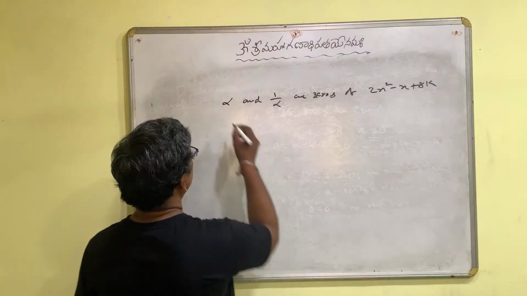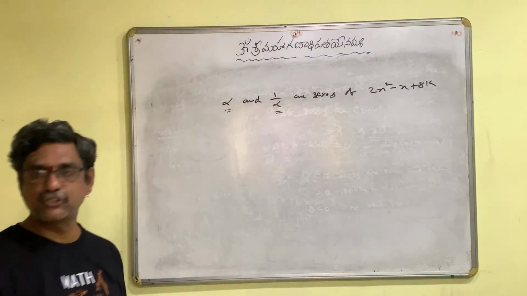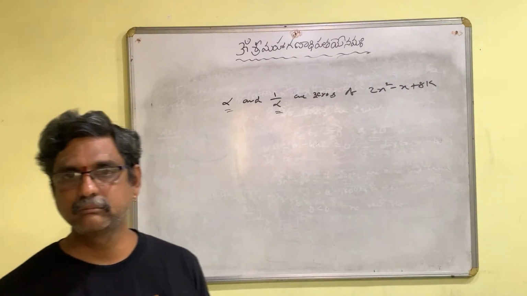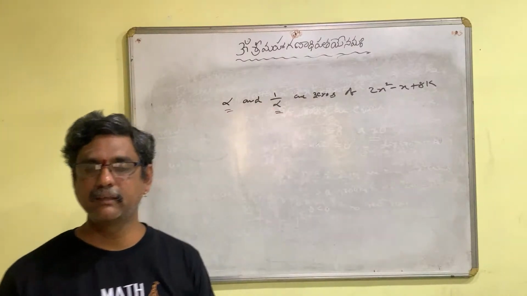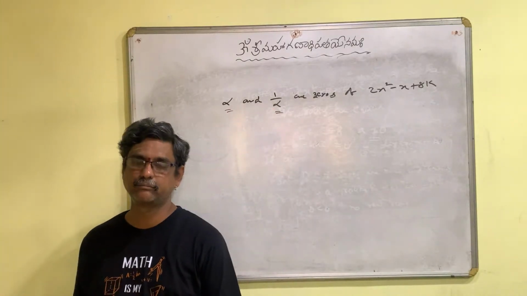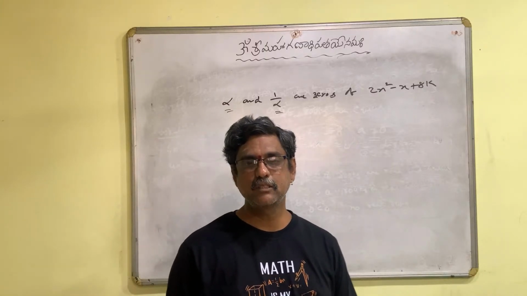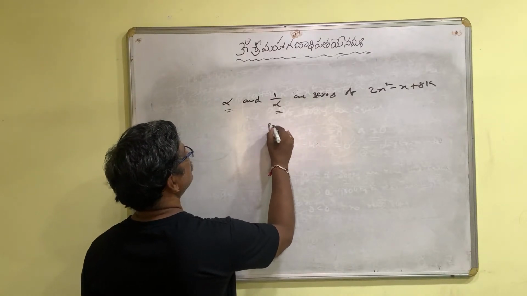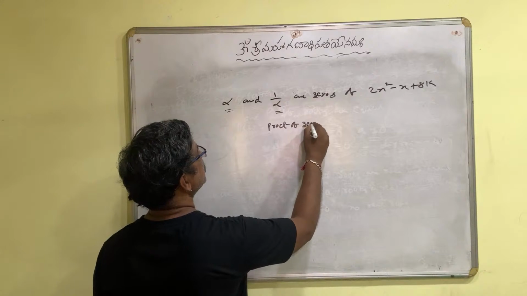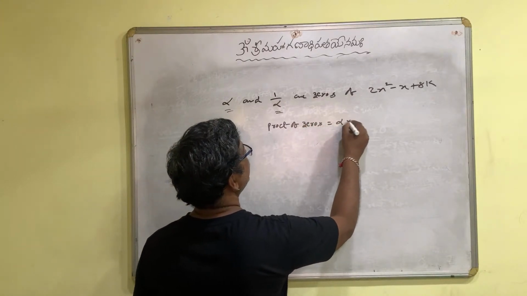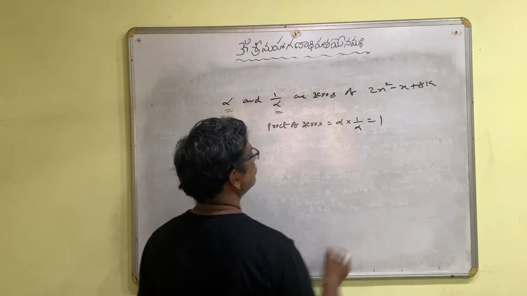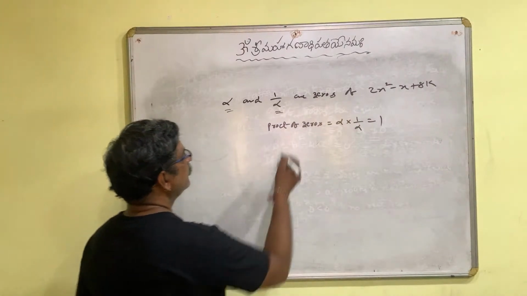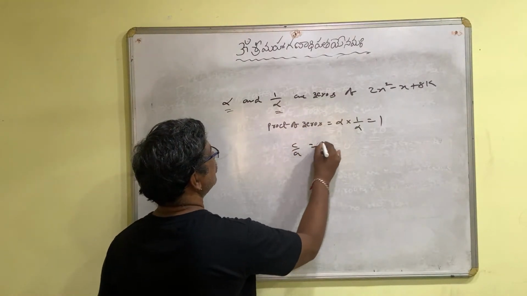If we observe the zeros, the roots, they are reciprocal to each other. Alpha, 1 by alpha, they are reciprocal to each other. Means their product is 1, sorry, not 0. Product of zeros, alpha into 1 by alpha, which is 1. Product of zeros is 1. And we know product of zeros is c by a. c by a is 1.